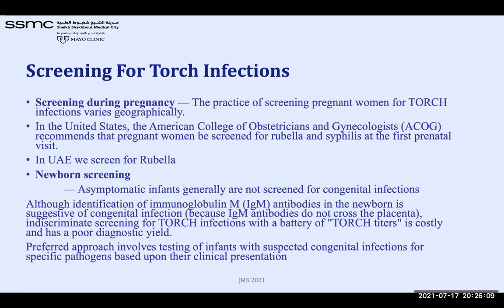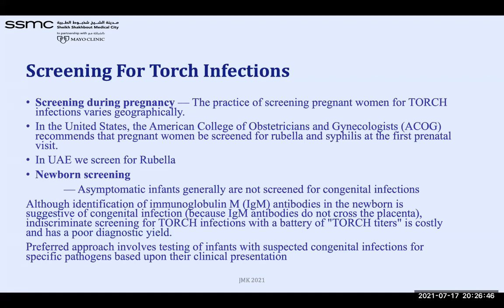Now, screening for TORCH infections. We are following the USA guidelines. What is the screening during pregnancy? In the United States, the practice of screening is by the American College of OBGYN. ACOG recommends that pregnant women be screened for rubella and syphilis at the first prenatal visit. In the UAE, we are not doing syphilis, but we do rubella. So that's the difference. But I think in Pakistan we should do both rubella and syphilis.